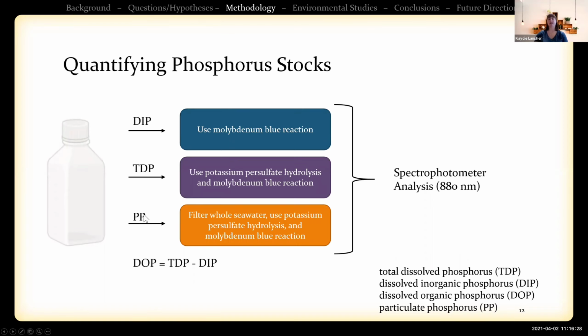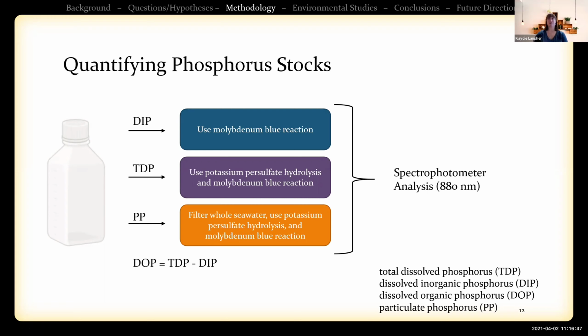Through subtraction of the inorganic pool from the whole dissolved pool, we can get the dissolved organic phosphorus pool size. And then for particulate phosphorus, we take the whole seawater and filter it, so we're getting the particles only, and then we do a hydrolyzation and analysis, just like we did with the total dissolved phosphorus. So this allows us to quantify the stocks of those phosphorus pools.